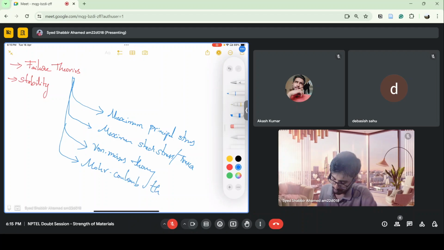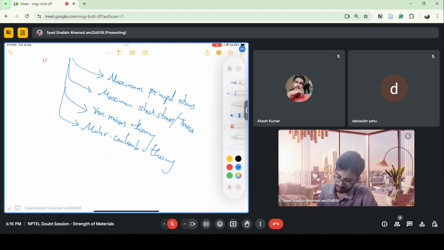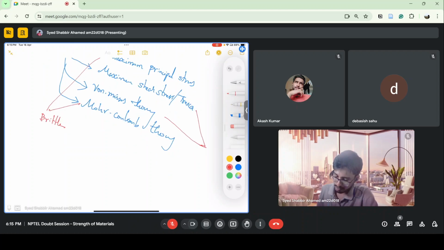I guess these are the main ones which are discussed. The first and last ones are basically for brittle materials, and the second and third ones are for ductile materials.